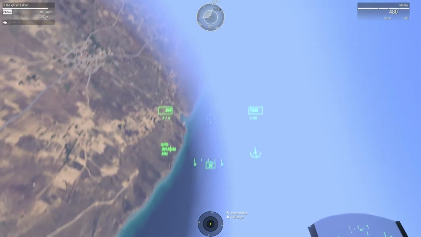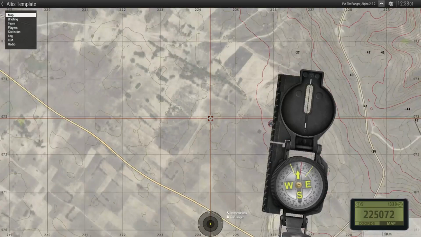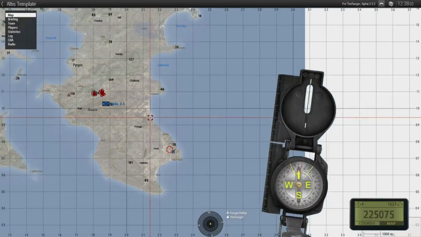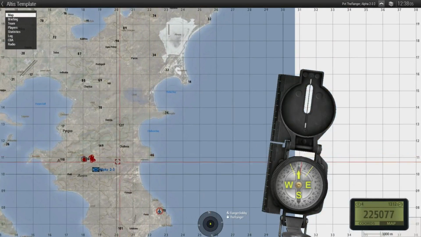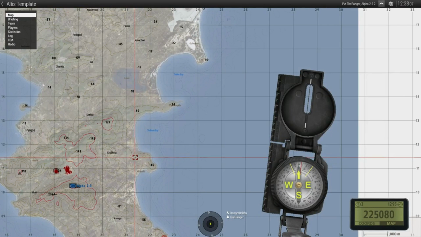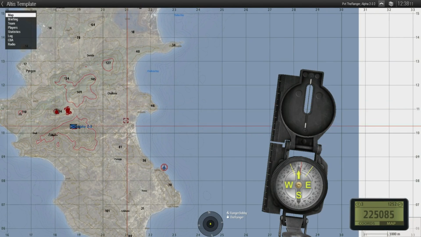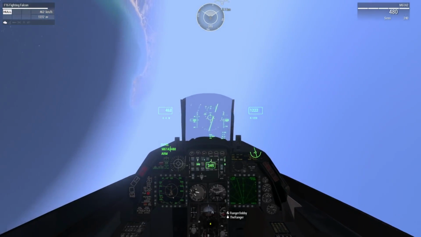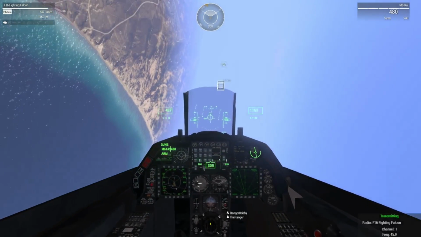The gun run procedures are the same thing. It's the same for rockets. You don't have to read a special thing. You can say guns, guns, guns whenever you're coming in. Alright, we're going to make a run in now. Inbound from the southeast.